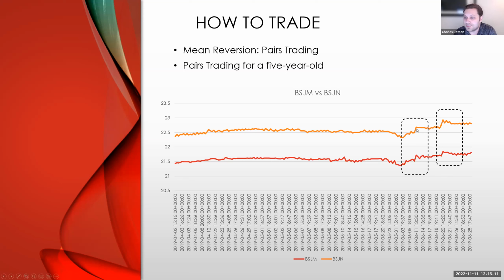So essentially, if we look here in the first box, there are probably a few points where these lines don't move together. Now, when these lines don't move together, there's a way to trade it so that you can capitalize on the deviation of the long-term spread or the long-term co-movement, okay? So that is essentially what we're trying to do.